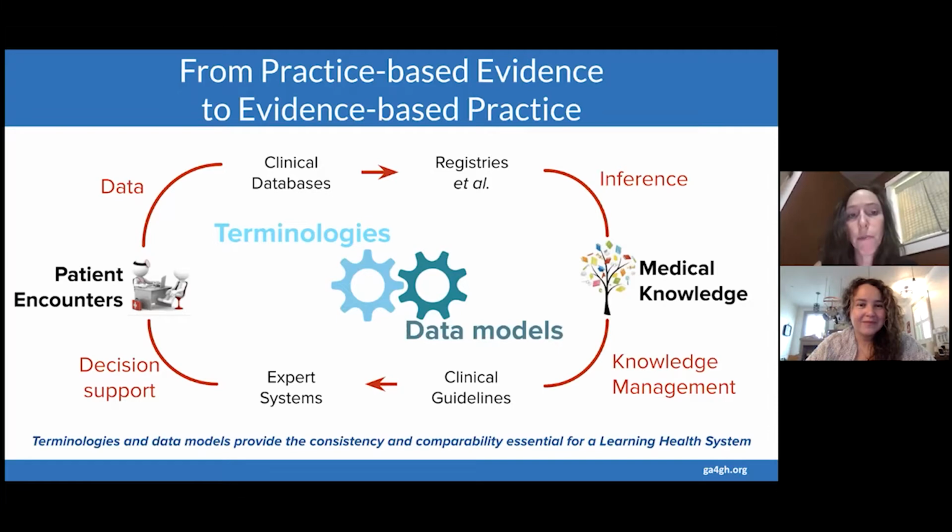And the fundamental foundation of how we think about this cycle relies upon how we develop and use and apply standards, and standards such as terminologies and data models, to help make this cycle possible. So this is really the work stream where we envision a number of different standards that help enable learning healthcare in the context of genomic medicine.